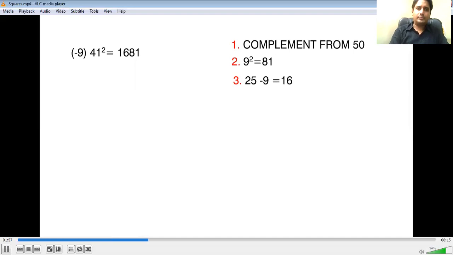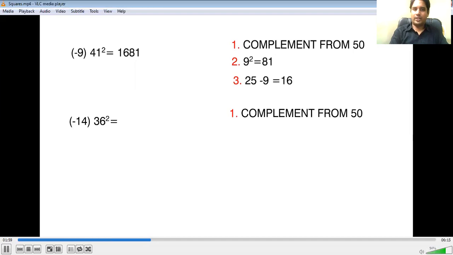One more example, 36 square. Step 1, complement from 50, which is minus 14.